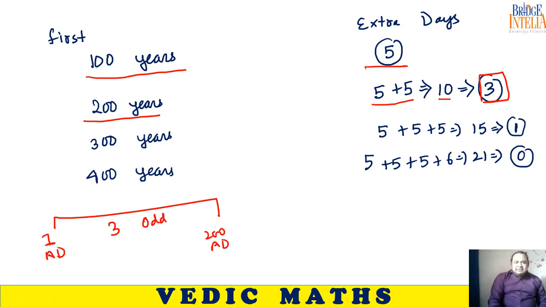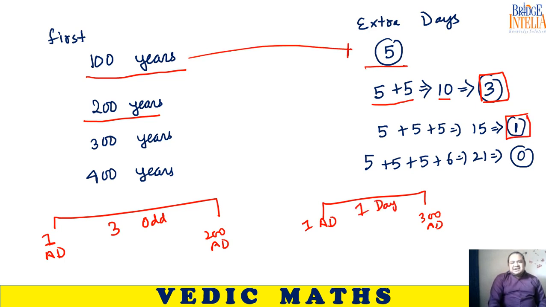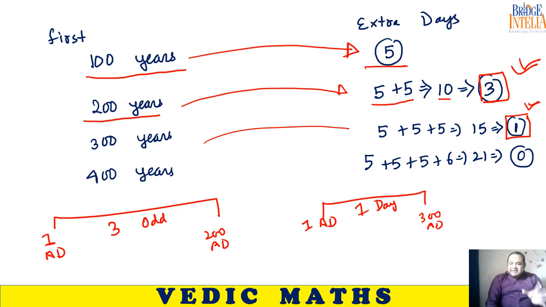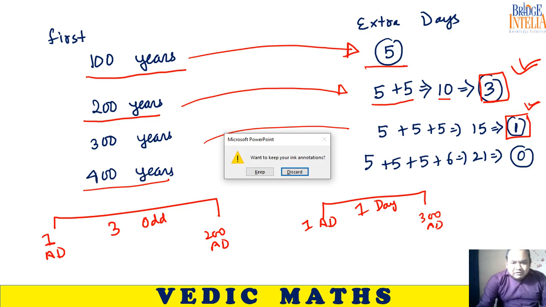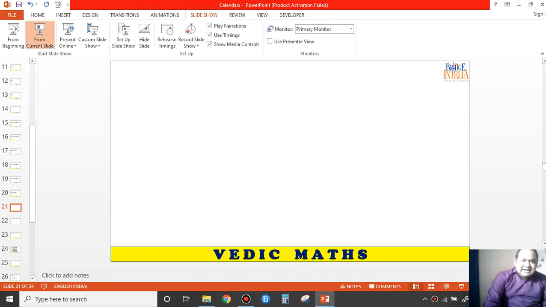It is good if you remember this, then a lengthy calculation can be saved. Similarly, between 1 AD and 300 AD, one extra day was there. So in the first 100 years, 5 extra days. In the first 200 years, 3 extra days. And in the first 300 years, 1 extra day. But very interesting that in the first 400 years, everything becomes balanced. 0 extra days. That means after every 400 years, things get balanced.